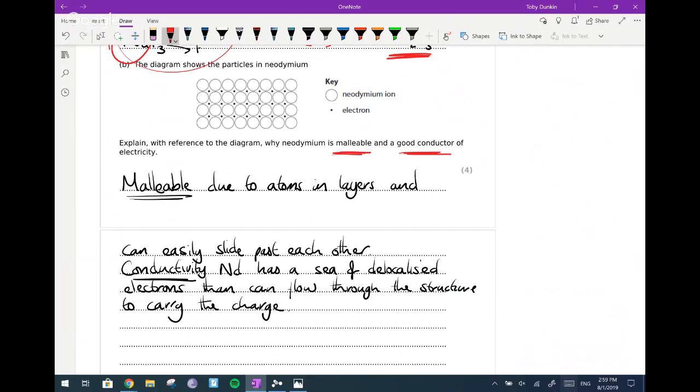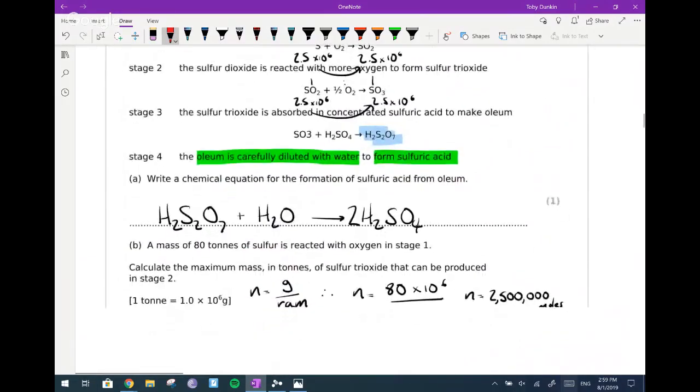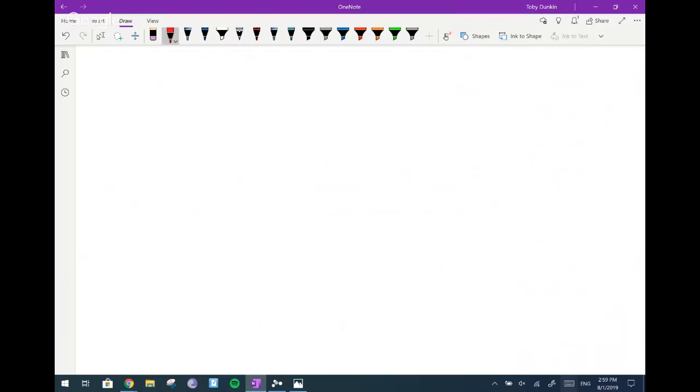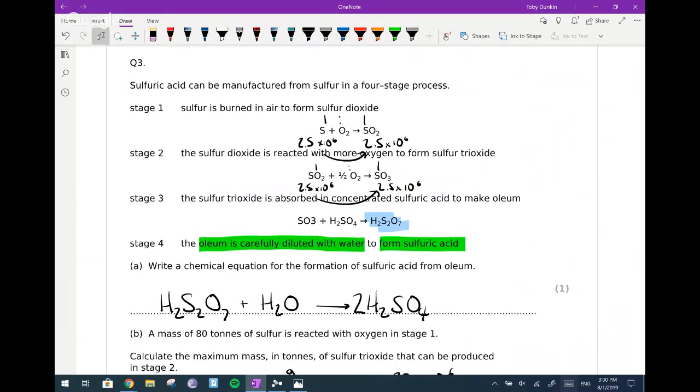Conductivity is due to it having a sea of delocalized electrons that can flow through the structure to carry the charge. Right, into calculations. So they gave you a rather mean set of equations. They gave you a 3-step reaction. By the way, this is actually very uncommon at GCSE, but very common at A-level.